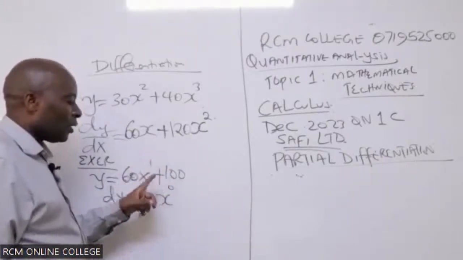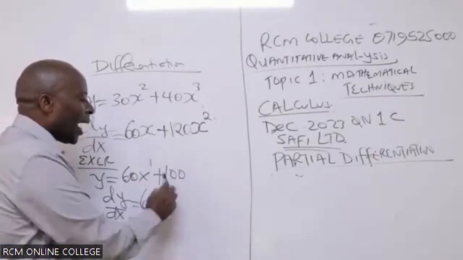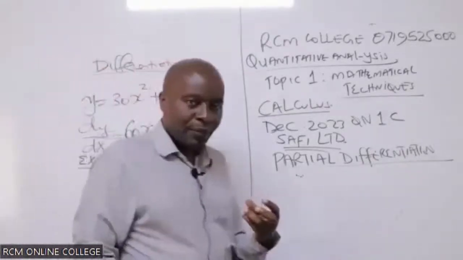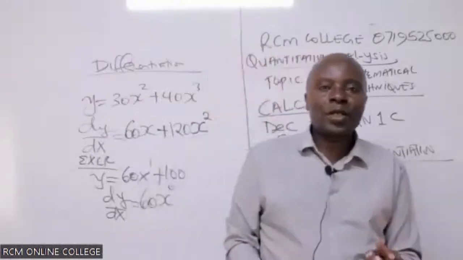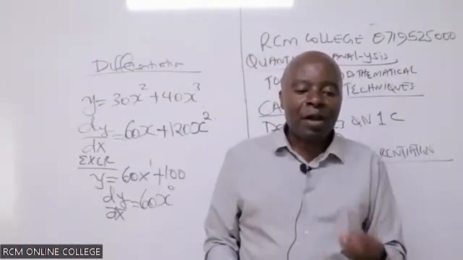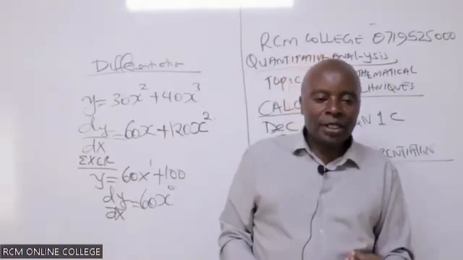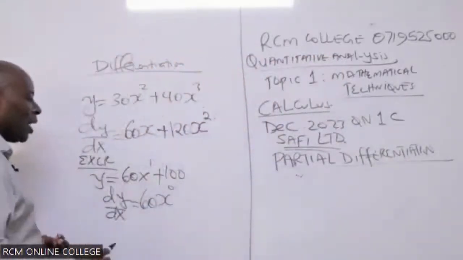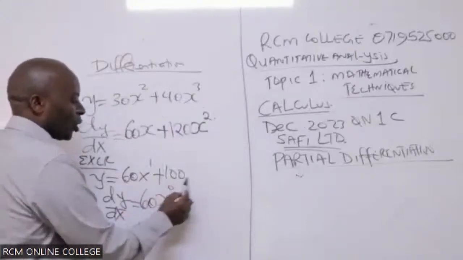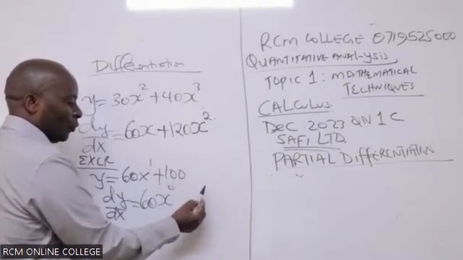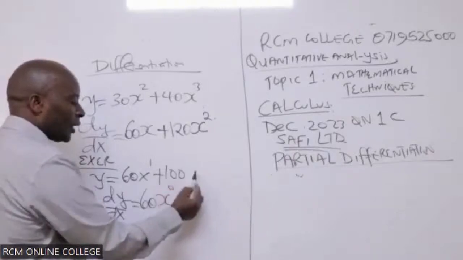1 minus 1 gives us 0. What happens to this 100? This 100 is a constant. 100 does not have x. Constants will always disappear whenever they are differentiated. If I were you, I would have written this somewhere in my mother tongue, that constants always disappear. It doesn't have x, it's a constant. Its gradient will be 0. So if it's a constant, it disappears.